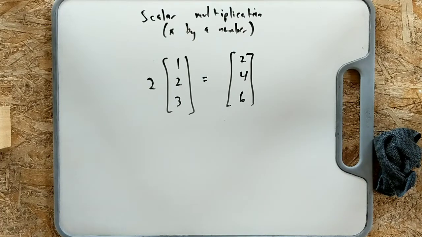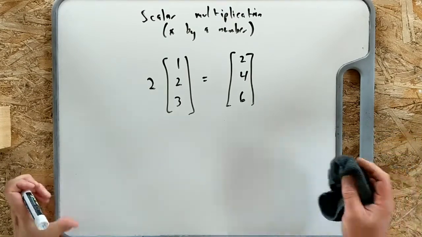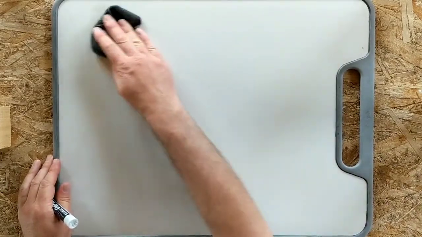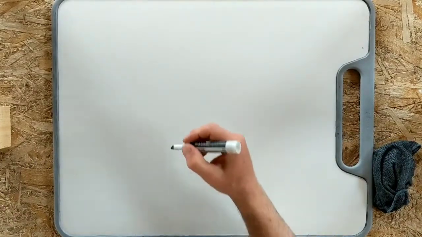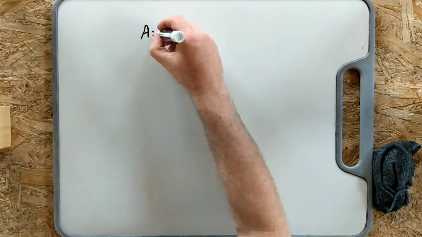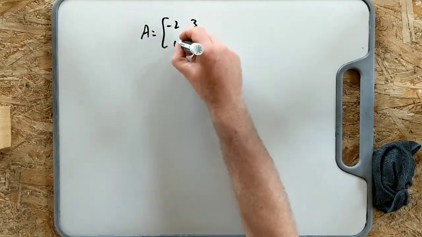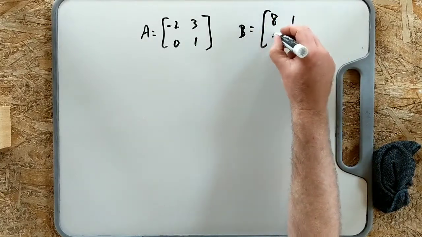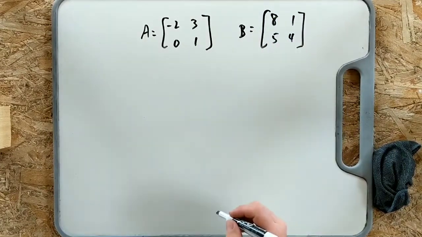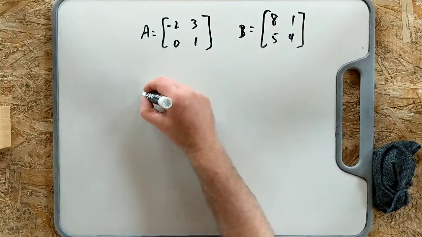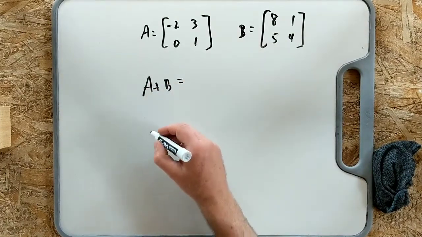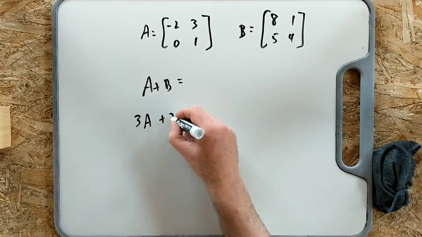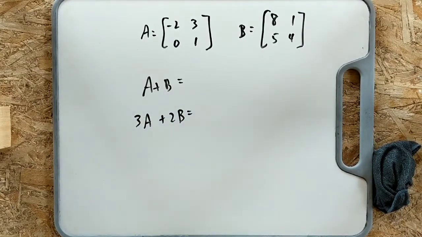Okay, now a couple combination examples of that. I'm going to do the ones in the presentation, and I'll have you do them. So if I have A as -2, 3, 0, 1, B as 8, 1, 5, and 4. What I want you to do is, first of all, tell me what A plus B is, and then I want you to tell me what 3A plus 2B is. Okay, pause the video, do that problem. Okay, and then you're back.